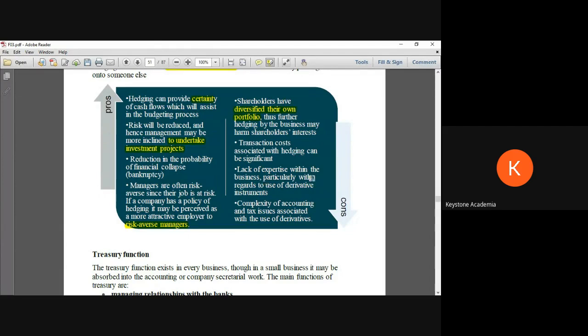Then lack of expertise within the business, particularly with regards to use of derivatives. So hedging is very difficult to manage. We need experts for that, and when we go into derivatives, it can be even trickier for us. So we need skilled people doing that.